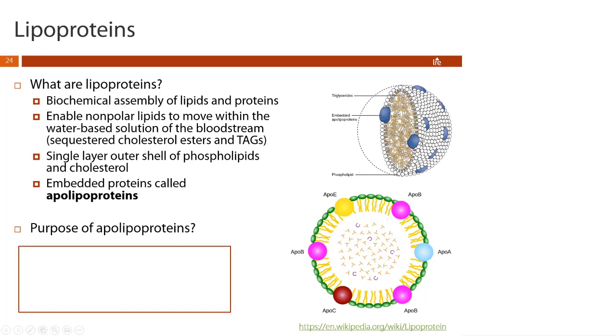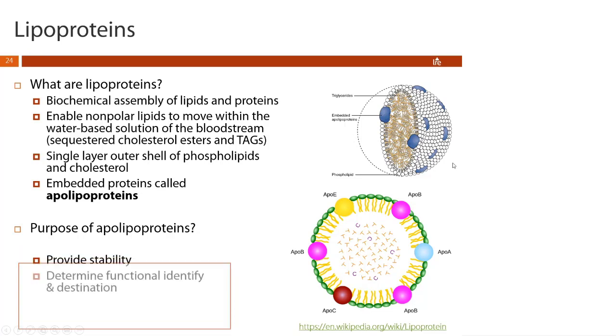Over here on the right is what a typical lipoprotein particle looks like. You're going to have a single layer outer shell of phospholipids and cholesterol, and you're going to have these embedded proteins that we call apolipoproteins. The purpose of the apolipoproteins is twofold. One, they provide stability. A lot like cholesterol does with a cell membrane, the apolipoproteins help stabilize this lipoprotein particle and keep it from being too fluid. It also determines the functional identity and the destination of each individual type of lipoprotein particle.